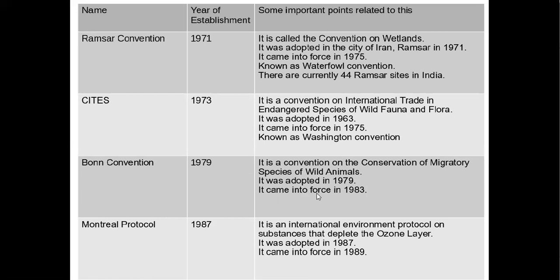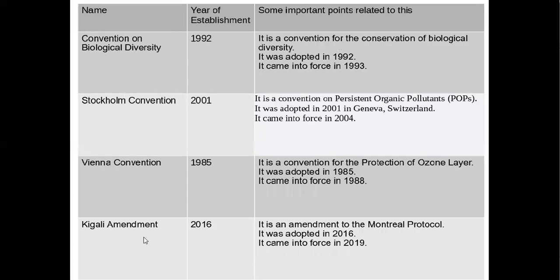Another important one is the Montreal Protocol. The Montreal Protocol is an international environmental protocol on substances that deplete the ozone layer. What are these substances? Such as CFCs and other ozone-depleting chemicals. It was adopted in the year 1987 and came into force in the year 1989.